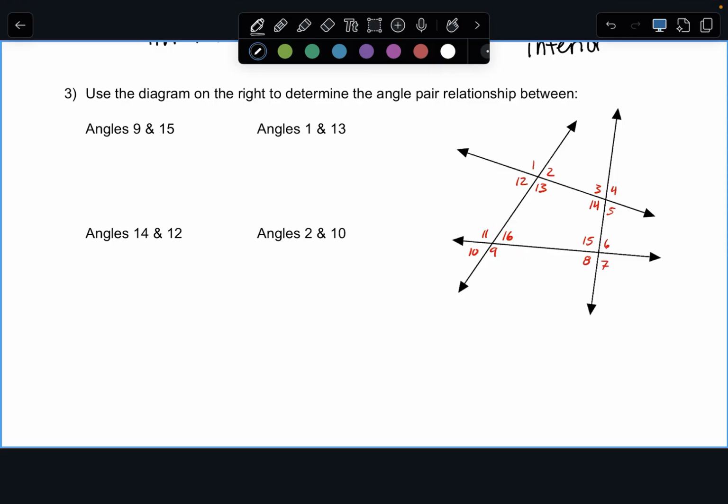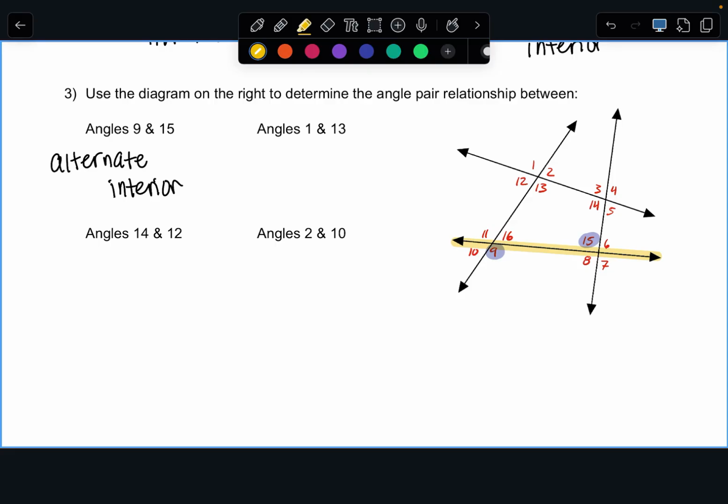For time's sake, let's just run through these together. Angle 9 is right here. Angle 15 is right here. Kind of have to tilt your head a little bit because your transversal is this piece. Okay, it's the line that intersects both of your other lines. So here's your transversal. 9 and 15 would be inside those two lines, but on the opposite side of the transversal. So alternate interior. Inside these two lines, but opposite sides of your transversal.